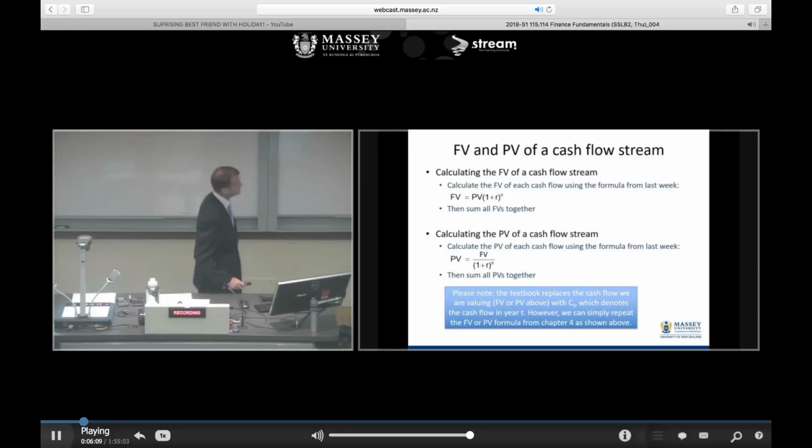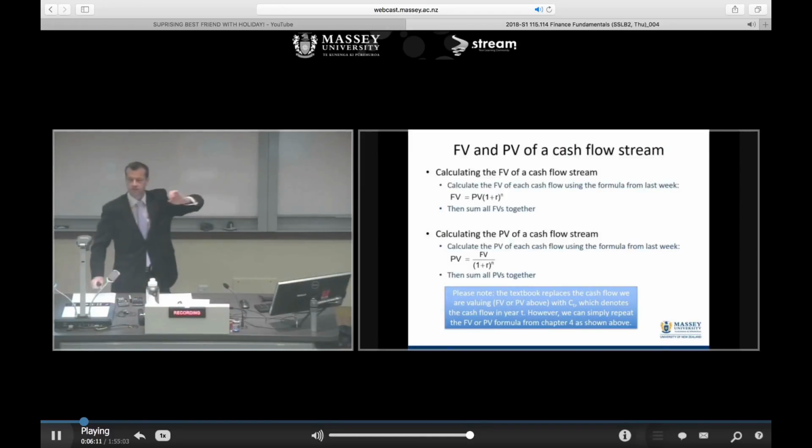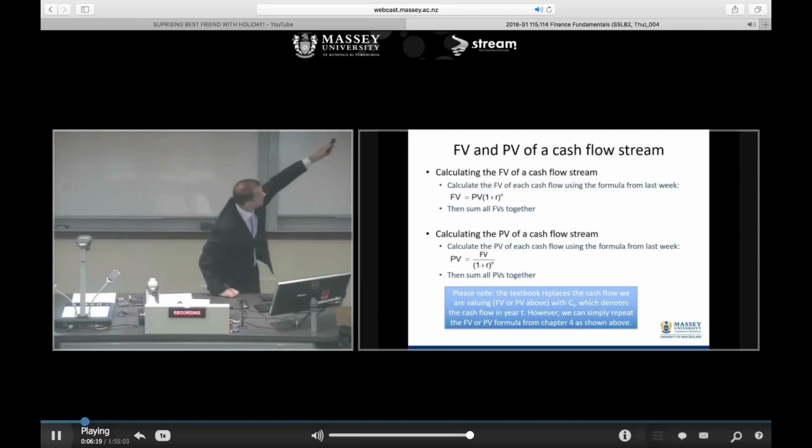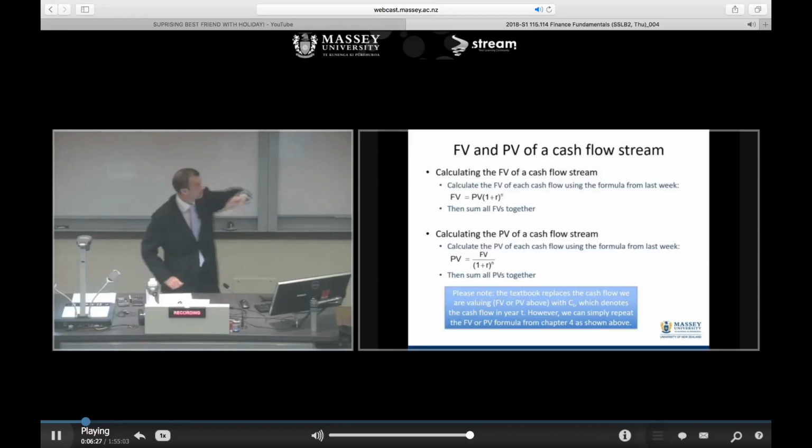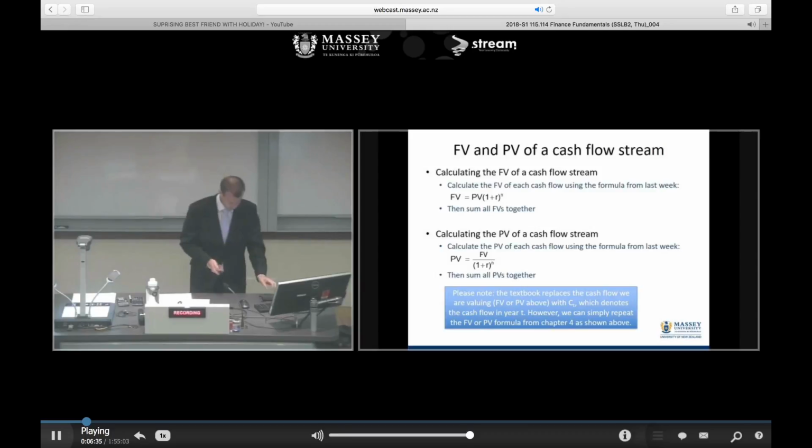This is really just a note for the textbook. When the textbook talks about these multiple cash flows, rather than having FV or PV in the formula as the two above do, it has C for cash flow. It's the same thing, and you can just use the same formula that we used last week. You don't need to put this new letter in there at all. It doesn't make any difference.